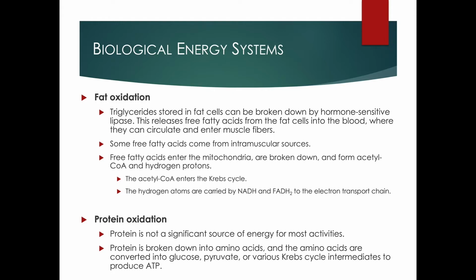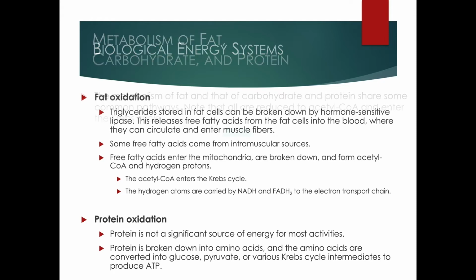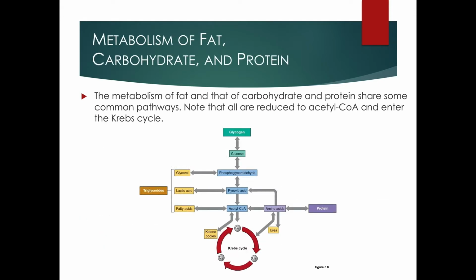We break down protein into amino acids, which can then be used as different intermediates within the Krebs cycle. They can also be converted into pyruvate and into glucose. But it takes a long time and it's very costly to do that. So ideally, you never want to be in that situation.